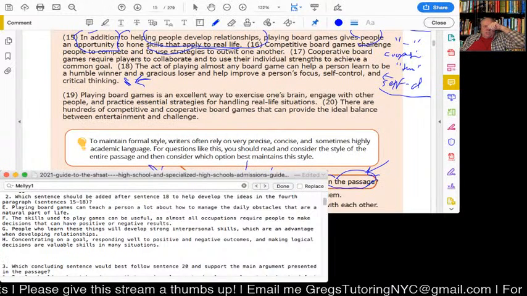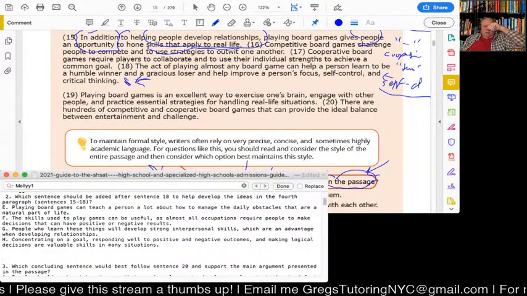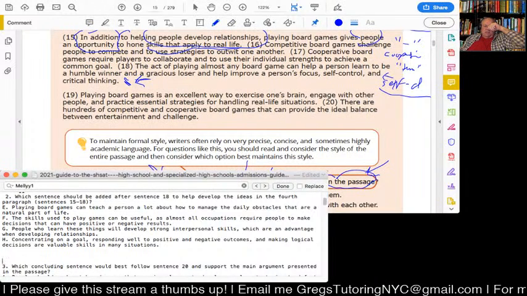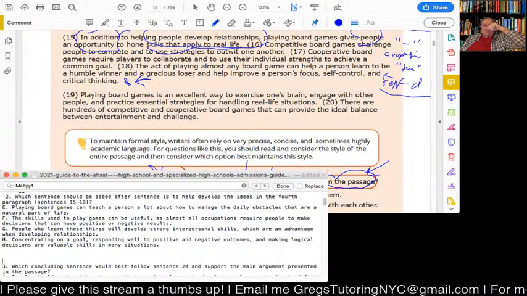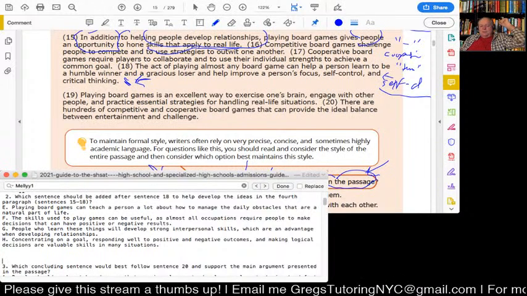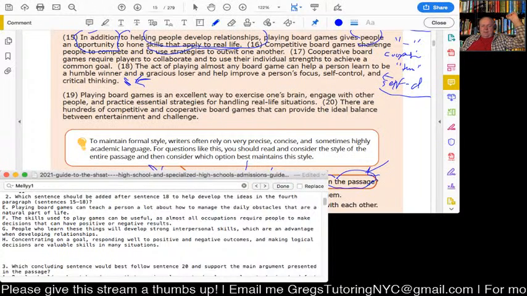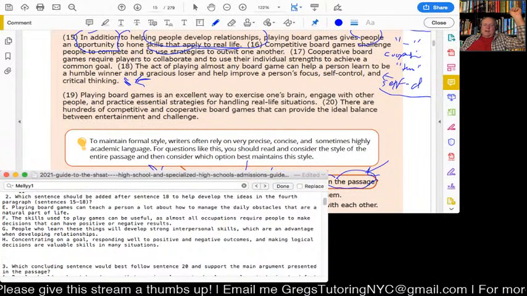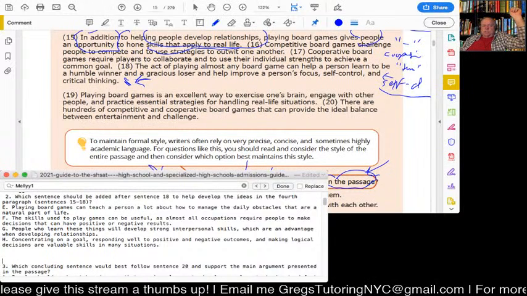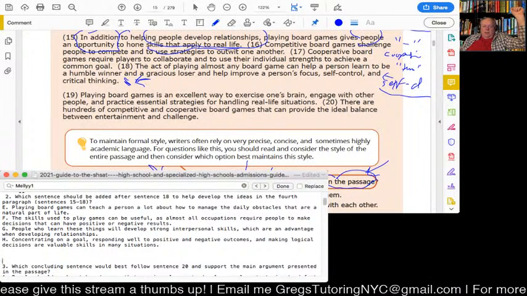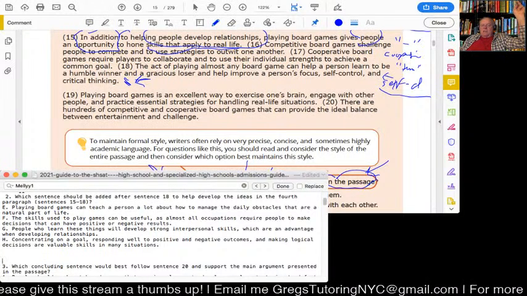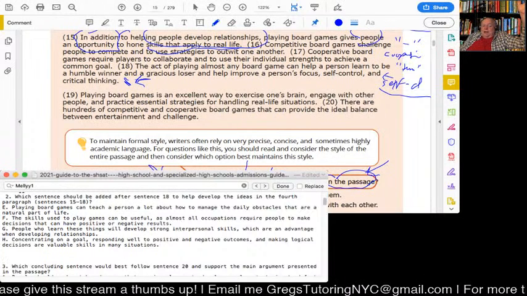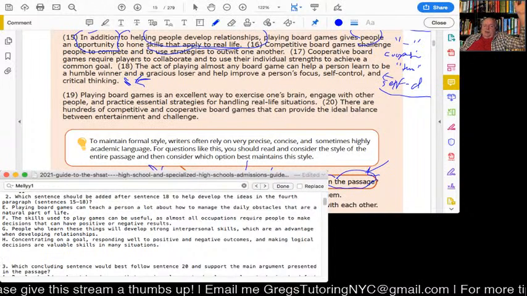And H says concentrating on a goal, responding well to positive and negative outcomes, and making logical decisions are valuable skills in many situations. Oh, that sounds beautiful. Okay, is that what's being said in 15? Does it talk about concentrating on a goal? Yeah, having self-control and collaborating. How about responding well to positive and negative outcomes? That's what collaboration is. Making logical decisions. Yeah, okay.